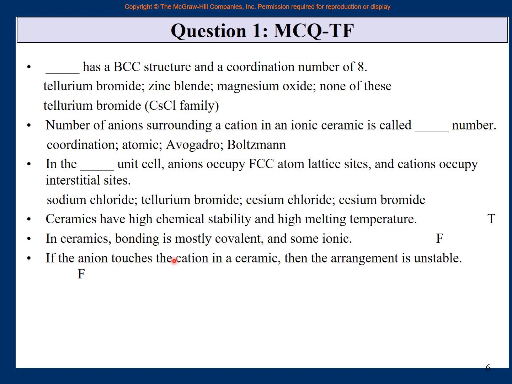If the anion touches the cation in a ceramic, then the arrangement is unstable. Definitely false. If you remember the triangular structures and so on that we showed you, right? Then if there is a gap between the smaller and the larger atoms, then when you try to deform it, it will easily deform. But when the smaller one touches the larger one, then there is no space in between. So when you try to deform, deformation will be very tough and difficult. Therefore, it is true, right? The arrangement is stable normally. When it says unstable, then it is a false statement here. So we finish here and we will continue in the future, inshallah.